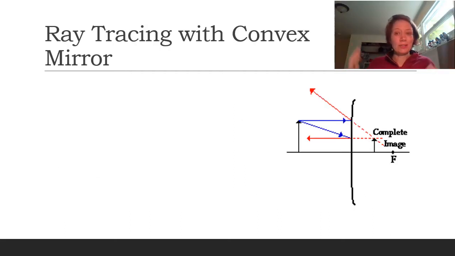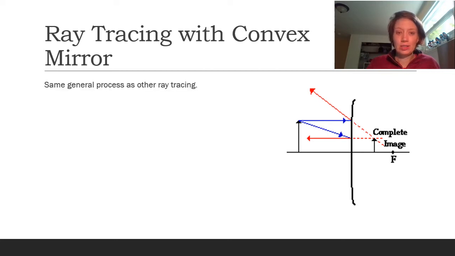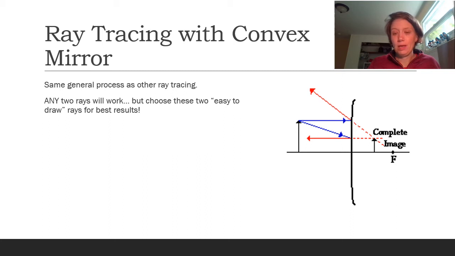Ray tracing with convex mirrors is the same process we've been doing with the concave mirrors and even with the plane mirrors. You can start with your object, one side of the object, so the top of the object, and you could do technically any two rays, but again, there's two rays that are easier to draw based on the geometry that is usually shown in the pictures.